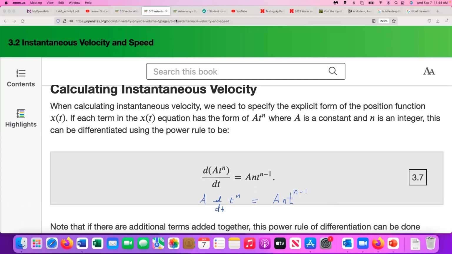Now we do this term by term. If you have multiple terms added together, then you can split it up and do each term separately, and then add all the answers together at the end. But that only works when you're adding them together. If they're multiplied things together, then it changes things a bit.